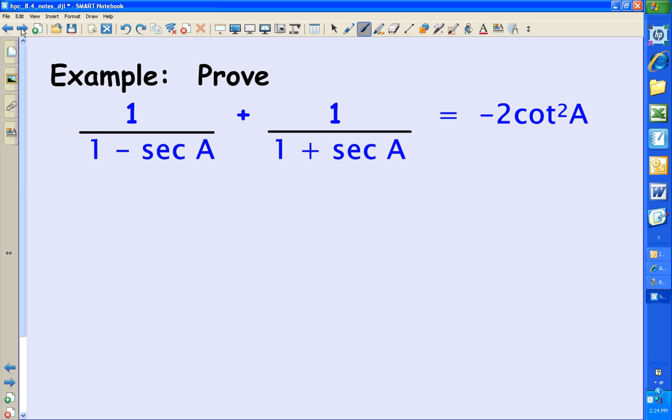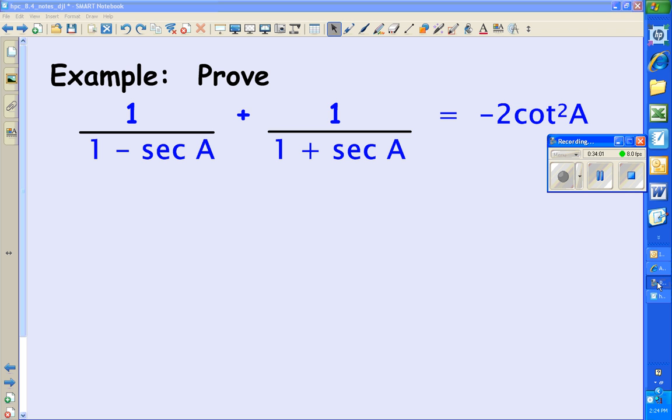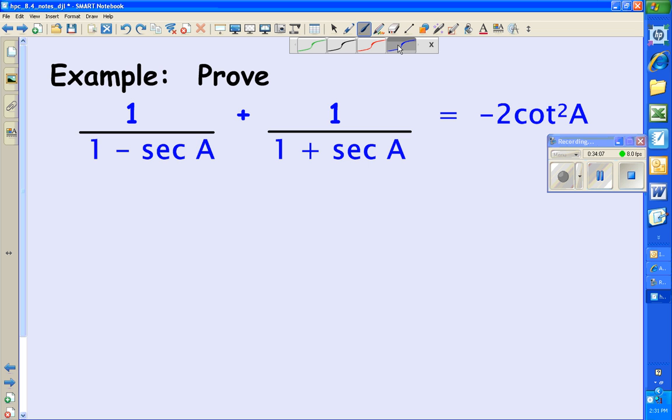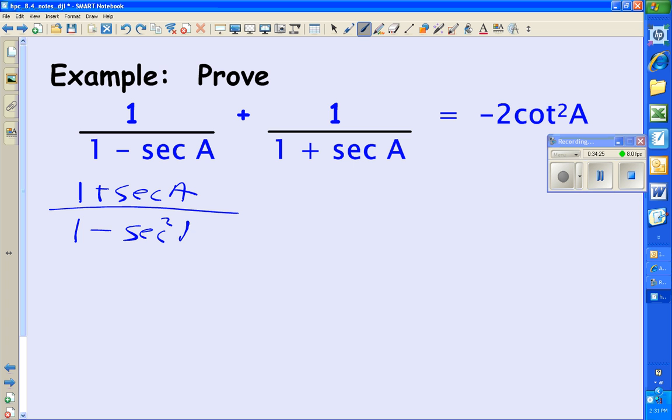Okay, here's another one. If you can handle this one, again, don't feel like there's only one way to do it. So if you're going to finish this, your common denominator is going to be the product of your 2 denominators. Now, how much you need to show varies. 1 plus secant of A over 1 minus secant squared A plus 1 minus secant of A over 1 minus secant squared A. Now we have the common denominators.